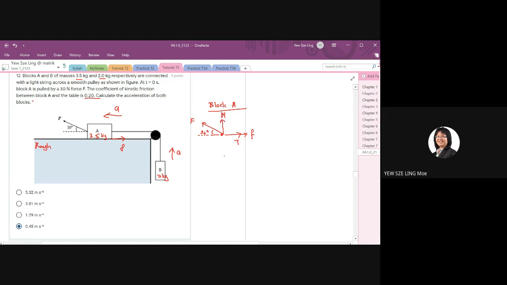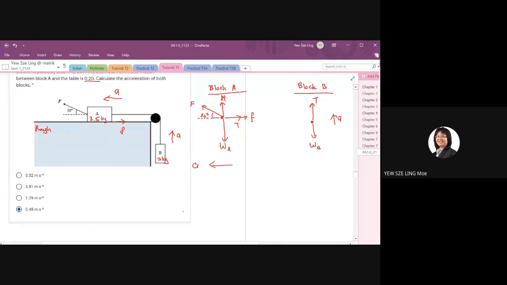And then every object comes with weight. So this is WA. You need a subscript here because now you have two objects, so you have two Ws. For block B, oh, and the direction of acceleration is going to the left. For block B, it's very simple. Now you have a hanging object. So WB is going down, and then T is going up. So your A is going up, right?